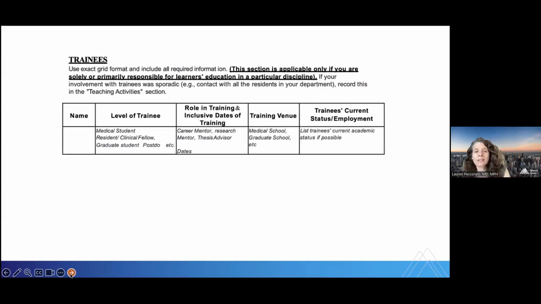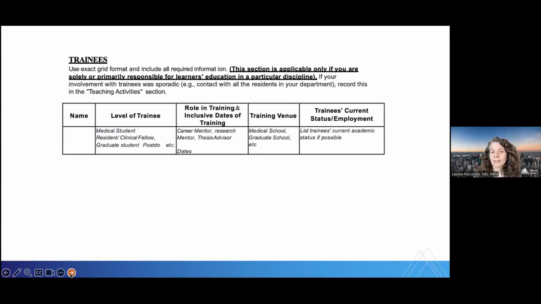Okay, trainees. This is important. This section is applicable only if you're solely or primarily responsible for a learner's education in a particular discipline. So what does that mean? If you are giving a talk to a bunch of medical students or a bunch of residents, and you're not having a personal contact and a relationship with any one of them in particular, then that would not go here.